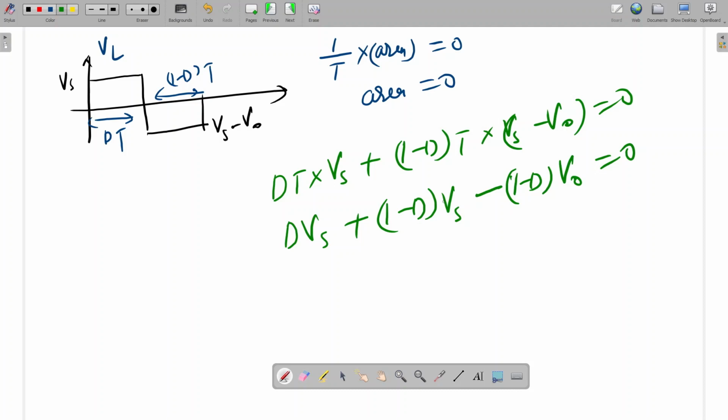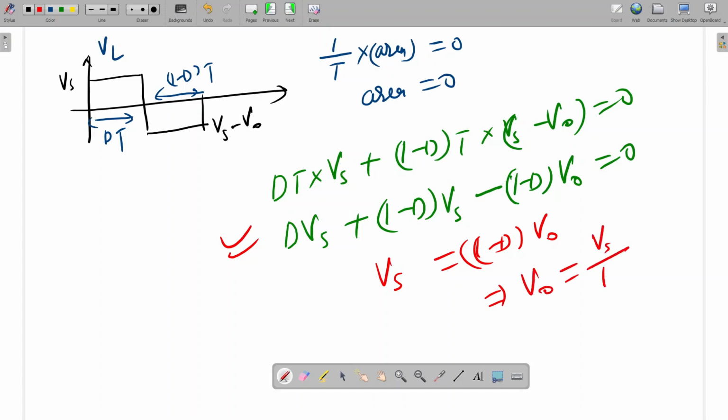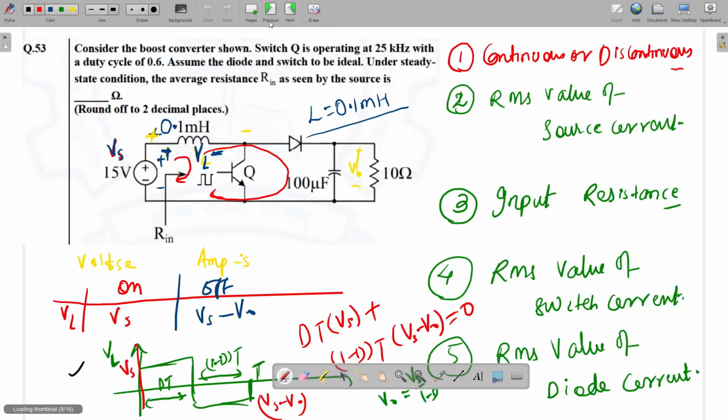Is it clear to all up to now this equation? How I have done: T I have in common, so it will be cancelled and it will be 0. So D Vs plus (1 minus D) Vs will be Vs, equal to (1 minus D) V naught. What will be the V naught? Output voltage is equal to Vs upon (1 minus D). Is it clear to all? Yes, sir. Similarly, you can apply the ampere-second balance across this capacitor current.